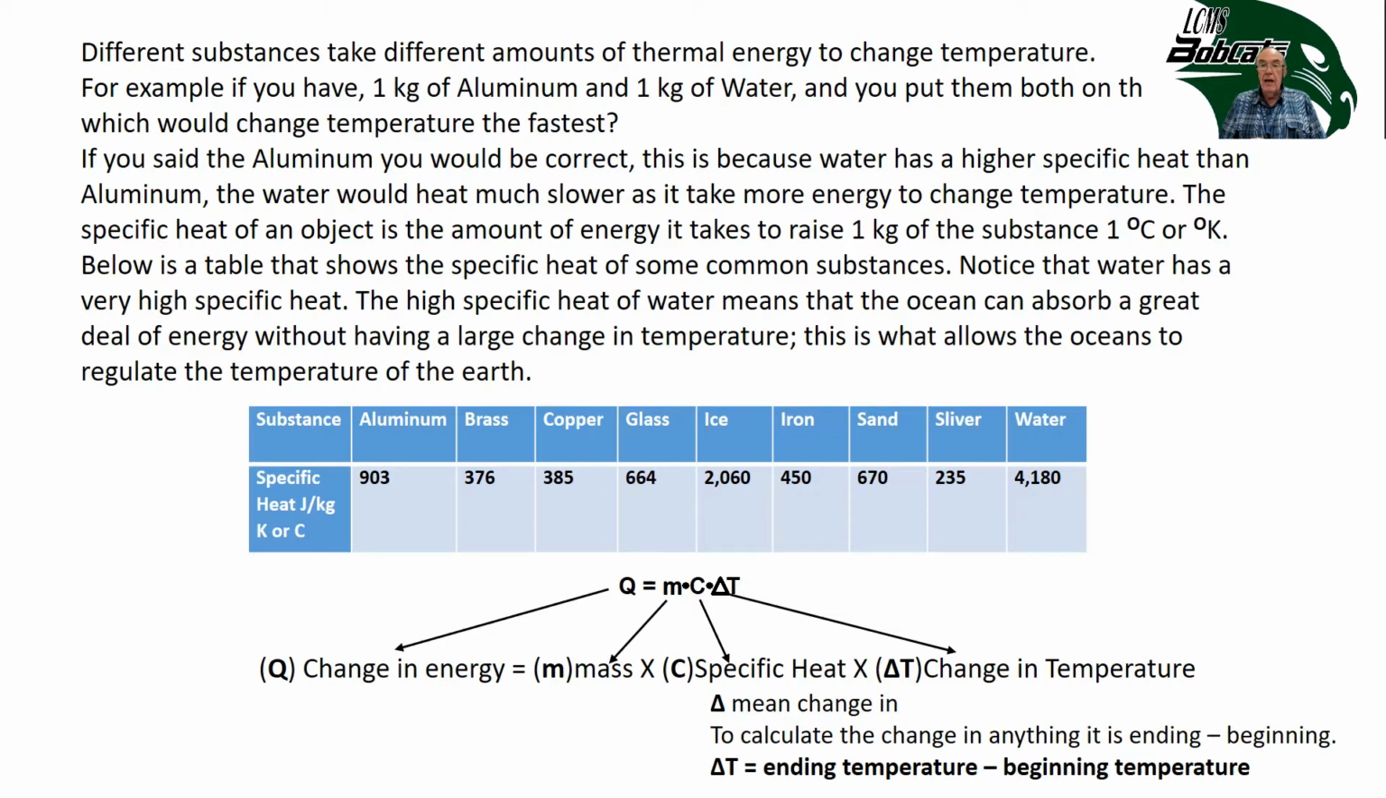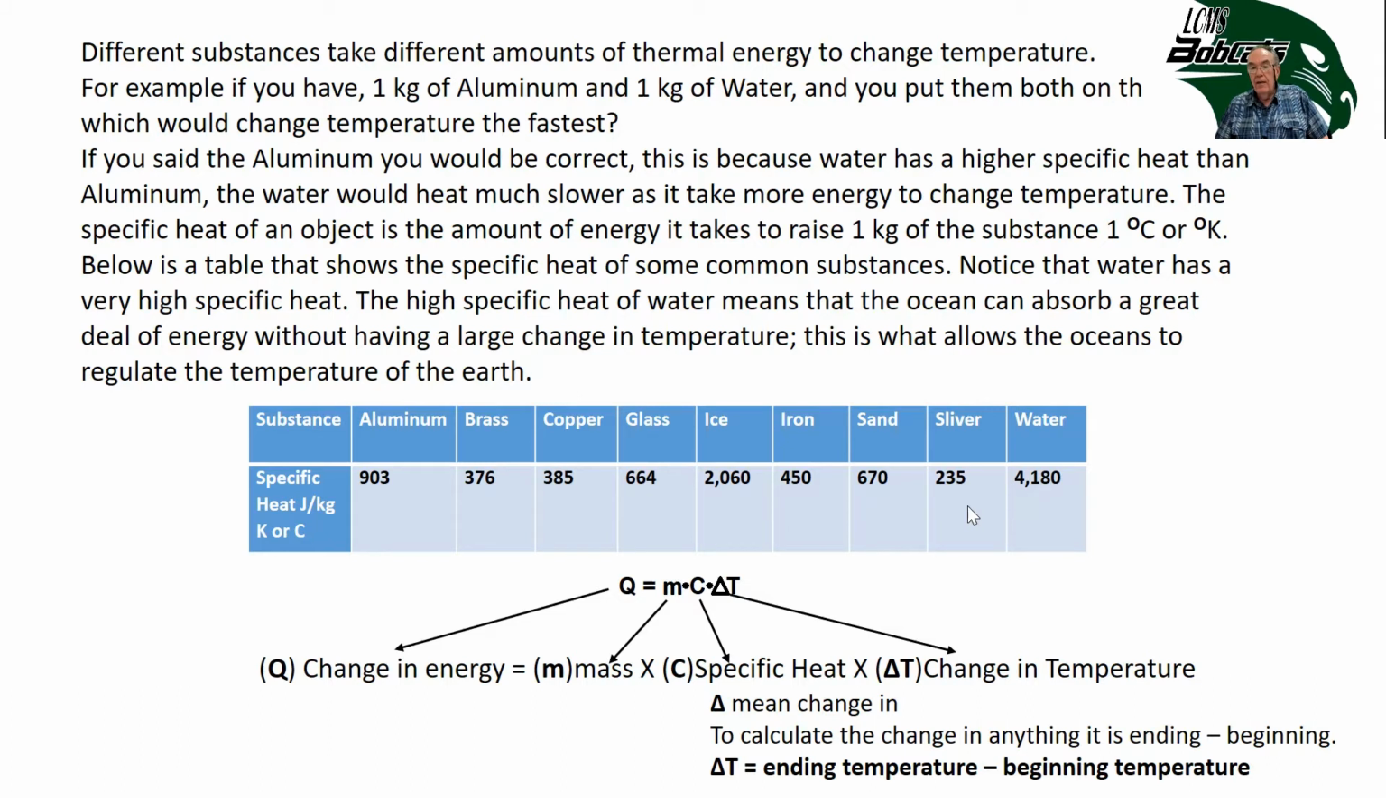The specific heat of an object is the amount of energy it takes to raise 1 kilogram of the substance 1 degree Celsius or Kelvin. Below is a table that shows the specific heat of common substances. Notice that water has a very high specific heat. The high specific heat of water means the ocean can absorb a great deal of thermal energy without a large change in temperature. This is what allows the oceans to regulate the temperature of the Earth.